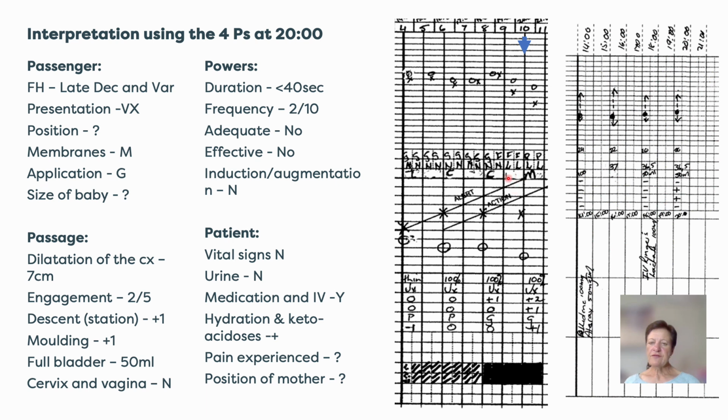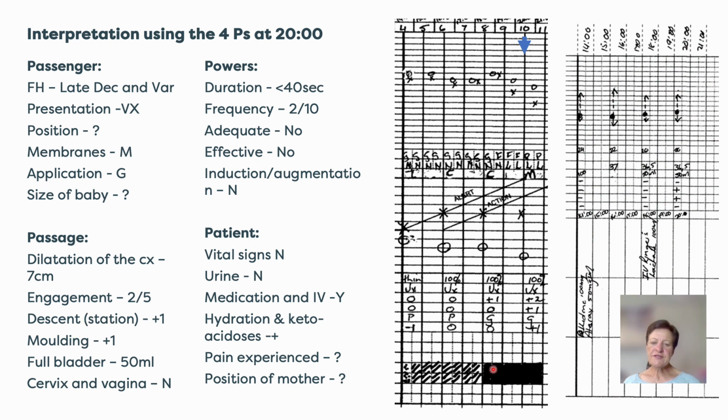They haven't put in anything here about the liquor, so we can't see what the liquor is doing. Oh, sorry, yes, it is meconium in the liquor, so that's another not so good sign. And we've seen that there's no progress regarding the cervical dilatation and the engagement of the head. The cervix is still 7 centimeters dilated. The fetal head is now a little bit further in, at 2/5, but here we see another big problem under the passage, and that is the +1 molding.